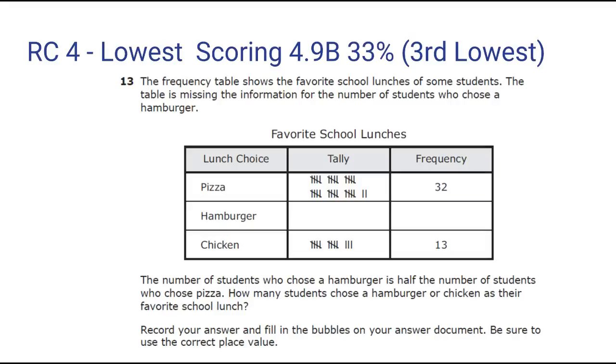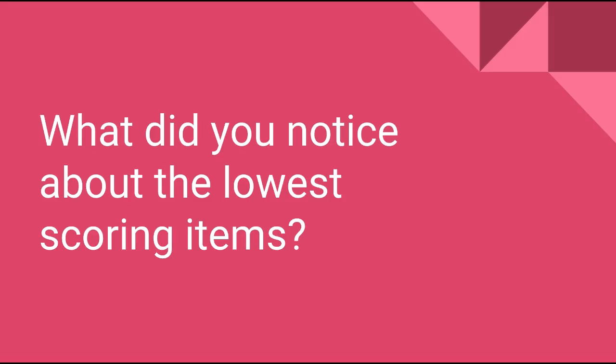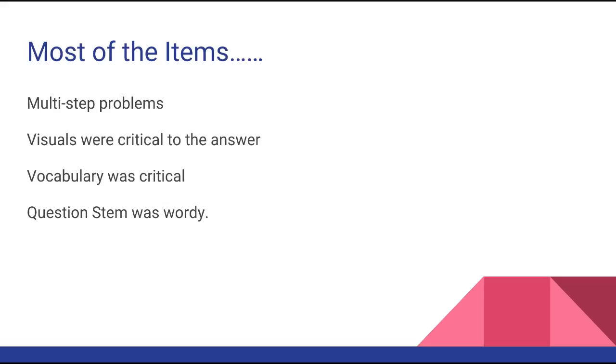They had to finish the table before solving the problem. So what did you notice about the lowest scoring items? Most of these items were multi-step problems. The visuals were very critical to the answer, the vocabulary was critical, and the question stems may have been more wordy. These were more difficult problems for the kids.